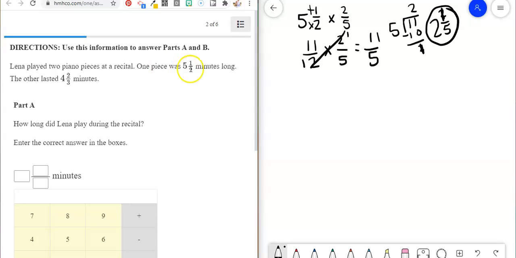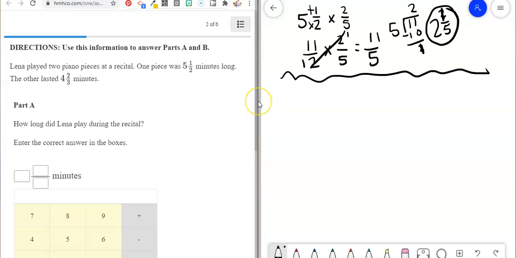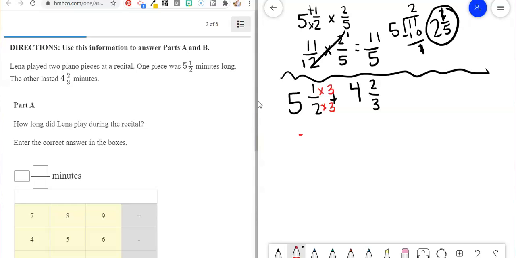Lena played 2 piano pieces at a recital. One piece was 5.5 minutes long. The other lasted 4 2/3 minutes. How long did she play? So total, how long did she play? That means we're adding them together. So I have 5 1/2 plus 4 2/3. Common denominator is going to be 6. So I'm going to multiply this one by 3. And I end up with 5 3/6. I'm going to multiply this one by 2. And I'm going to end up with 4 4/6.